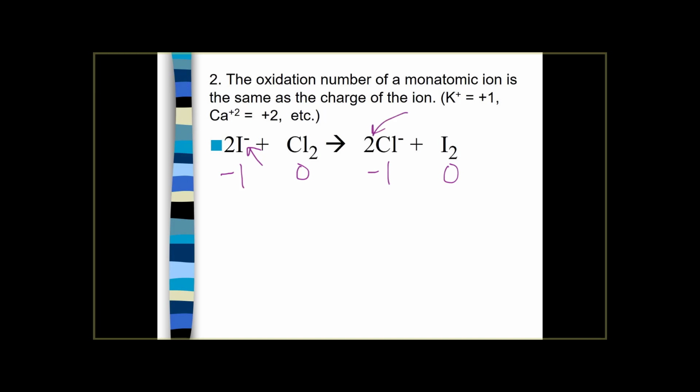So this is how you would assign the oxidation numbers for everything in this reaction. So even though I have 2 of these chloride ions, each one of them will have a -1. Do not say that the total oxidation number is a -2. That is going to lead you down the wrong path. You want to just represent the oxidation number as if you only had 1.